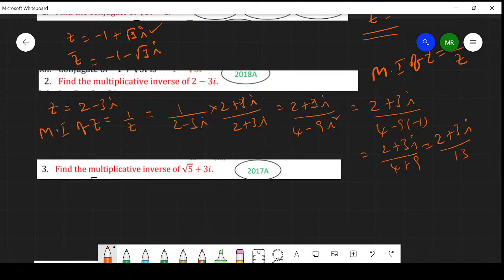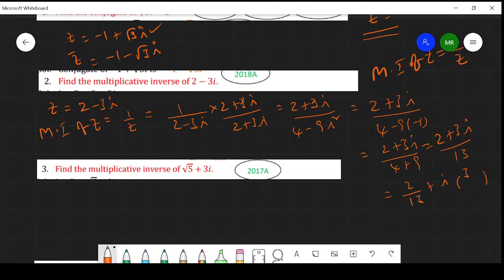When they are asking, write 1 by z, 1 by 2 minus 3i, then rationalize this and simplify. Here a plus b into a minus b gives a square minus b square, you simplify. You can stop here. Still, if you want, you can write 2 by 13 plus i into 3 by 13.